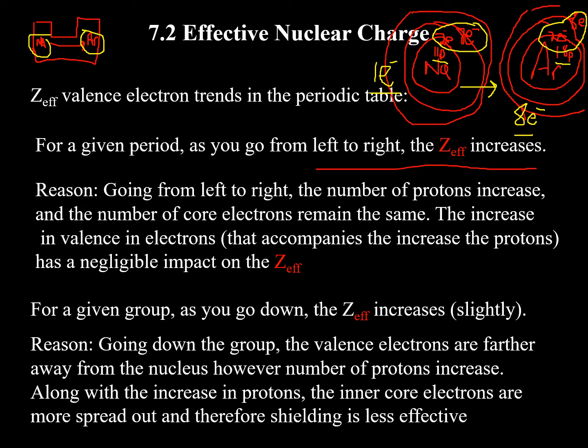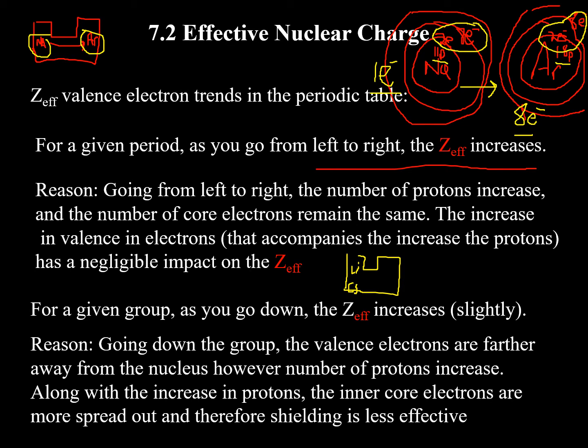The next trend, for a given group: as you go down, the Z effective increases, just slightly. So if we compare, let's say, our periodic table again, let's take a look at lithium, and we can compare, for instance, cesium, Cs. So it states here, as you go down, the Z effective increases.